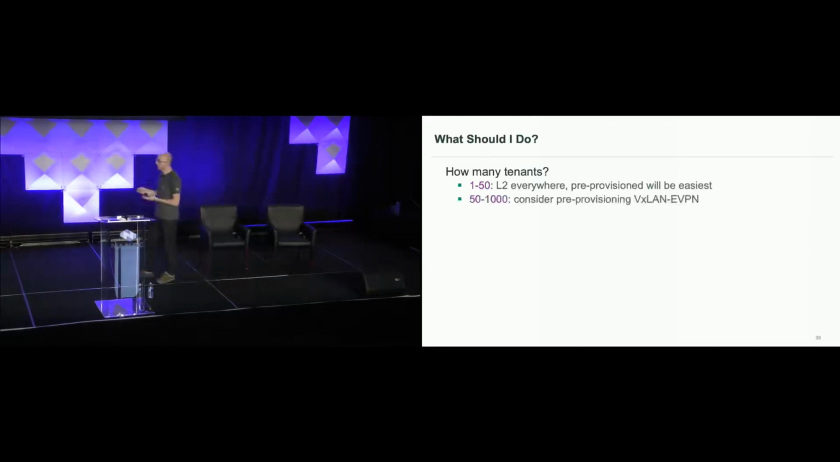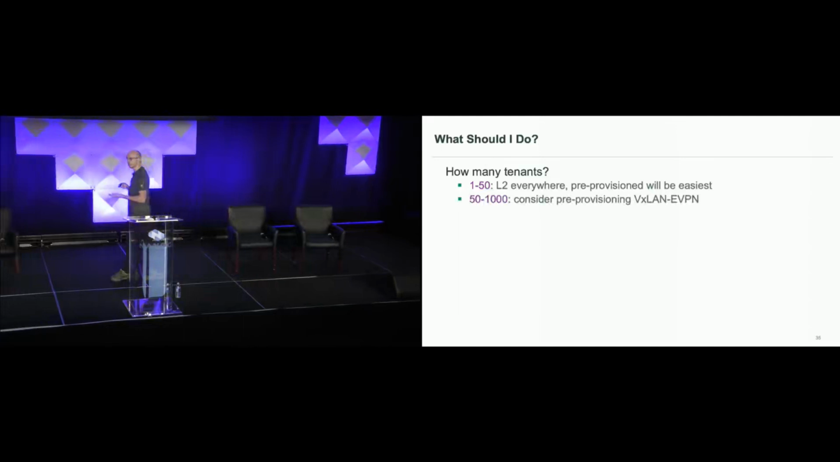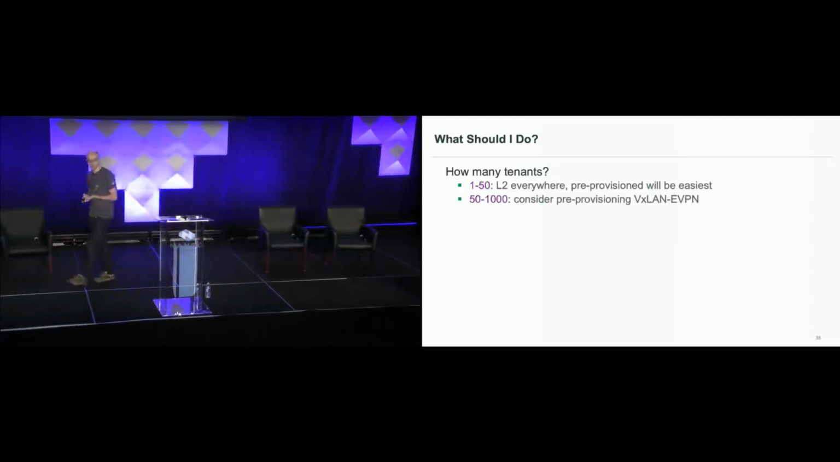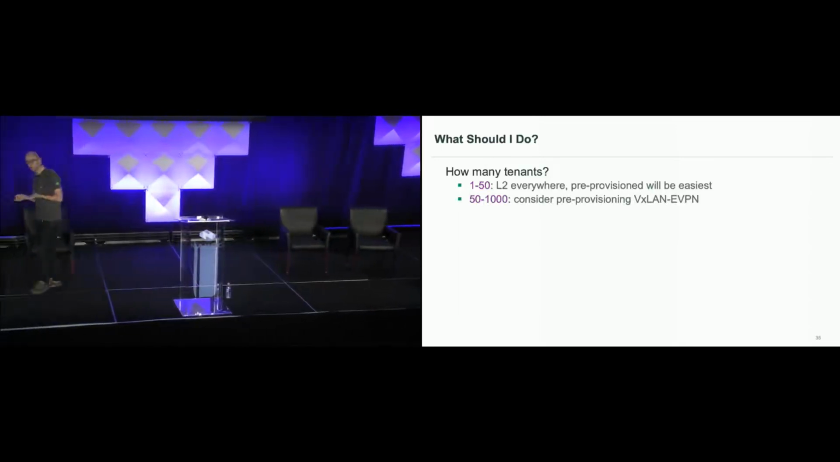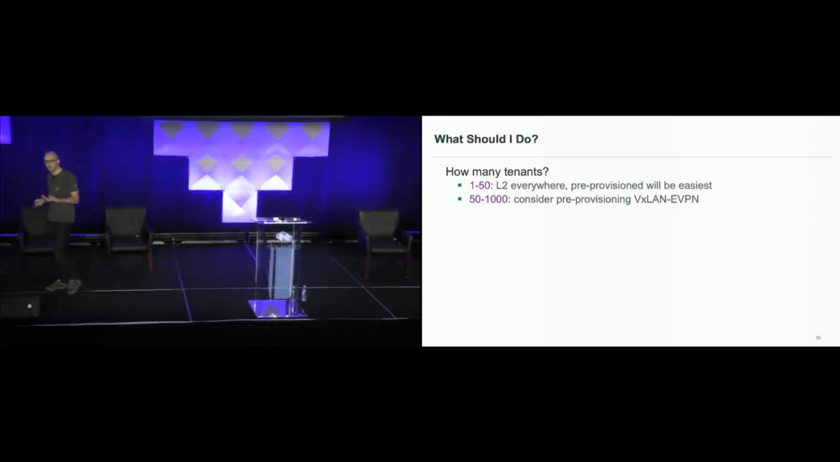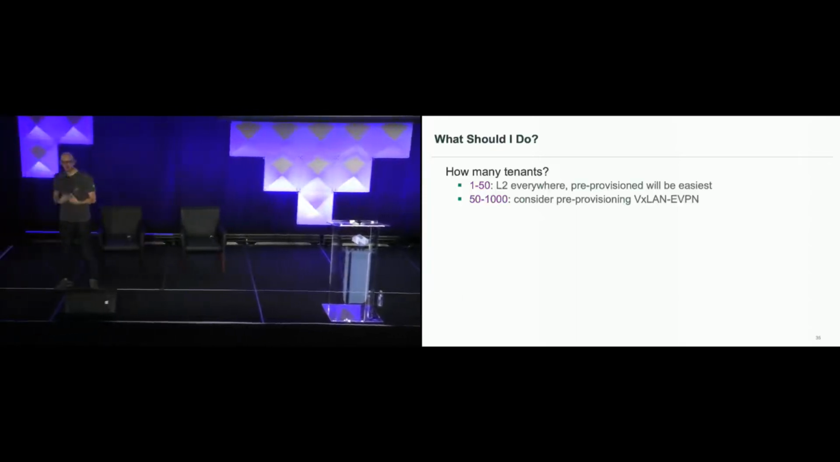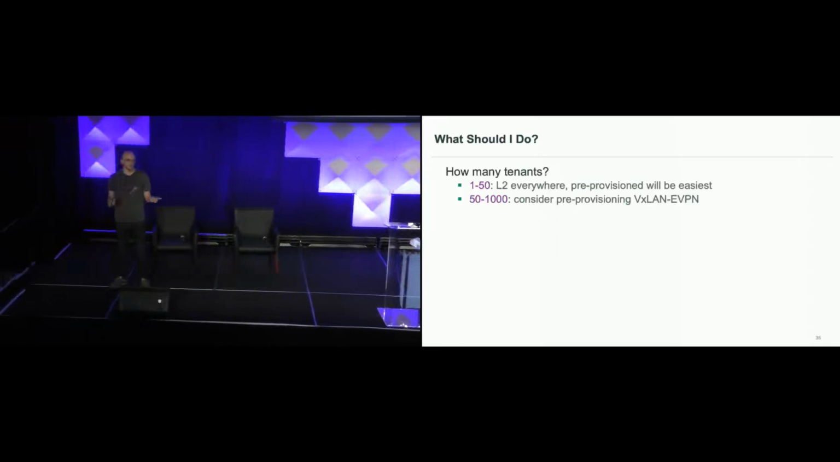If you're in the 50 to 1,000 tenants, seriously look at VXLAN with EVPN. Whether or not you're pre-provisioning or not, think about it. There's some trade-offs. I think it has more to do with how comfortable you feel doing that rather than an actual technical decision.